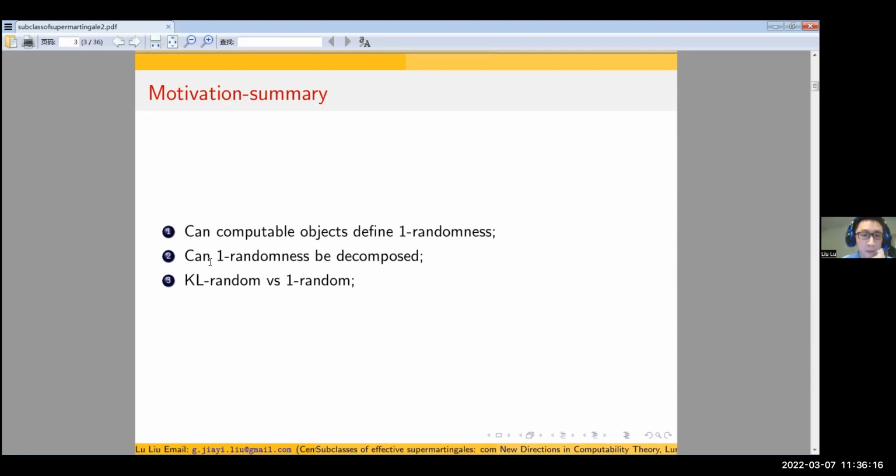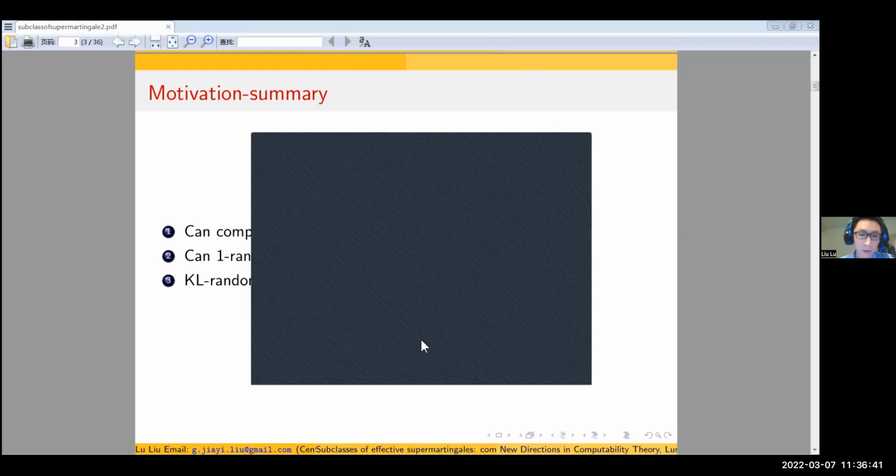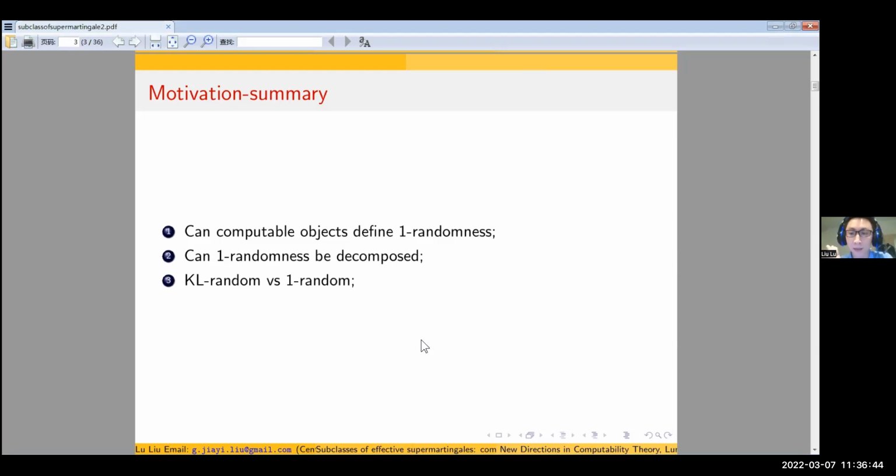And the second motivation is, can one randomness be decomposed? For example, if a left CE supermartingale succeeds on a real, is it because of its strategy of money allocation, or is it because of its choice of outcomes? I will also explain more later.